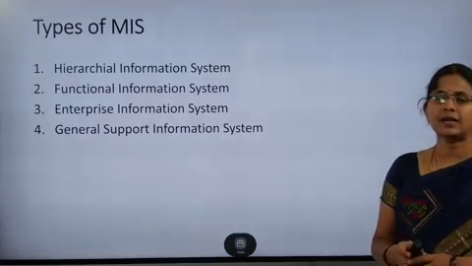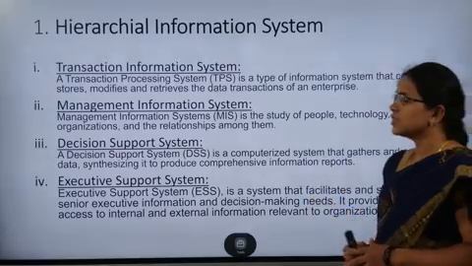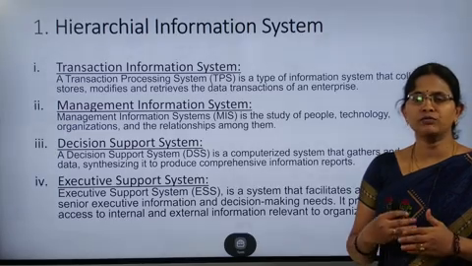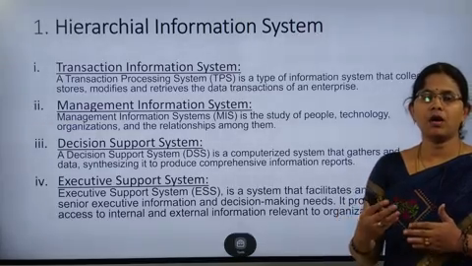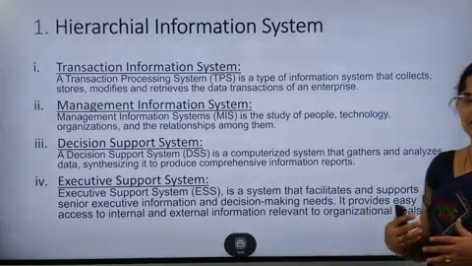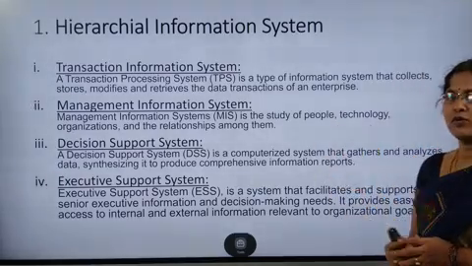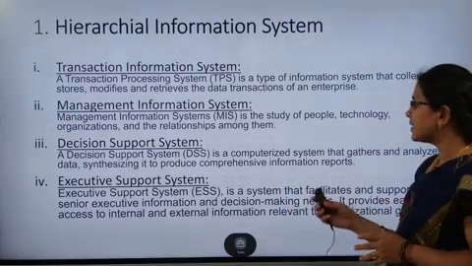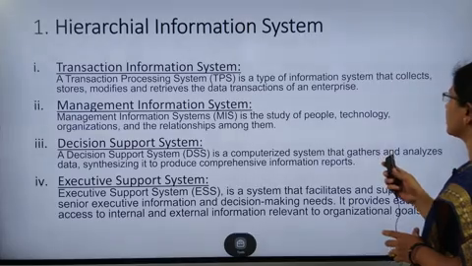So the first one, hierarchical information system, we will discuss. In this hierarchical information system, we basically talk about how the information flows in the organization, whether it is low to top or top to low. In this category again we have four major types. First one is transaction information system, second one management information system, third one decision support system, and the fourth one is executive support system. Let's come to the first one, that is transaction information system.